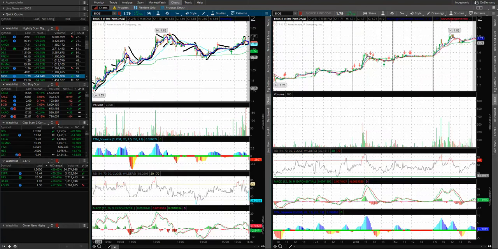BIOS is at 50, low 1.55, and the open hit 1.82, and it kind of closed holding its highs. I'm going to keep this on my watch list. This may be a good short.